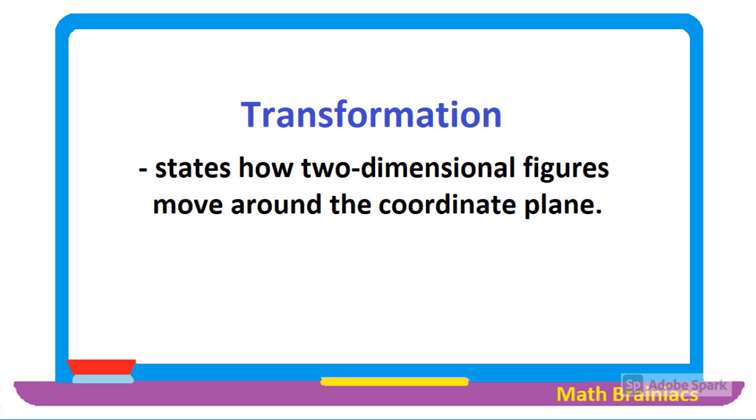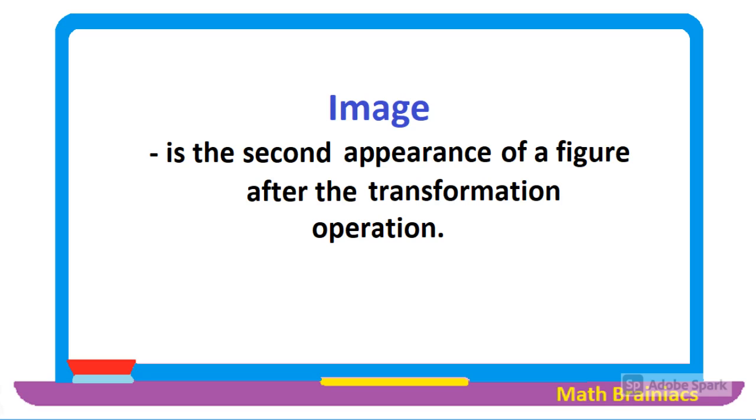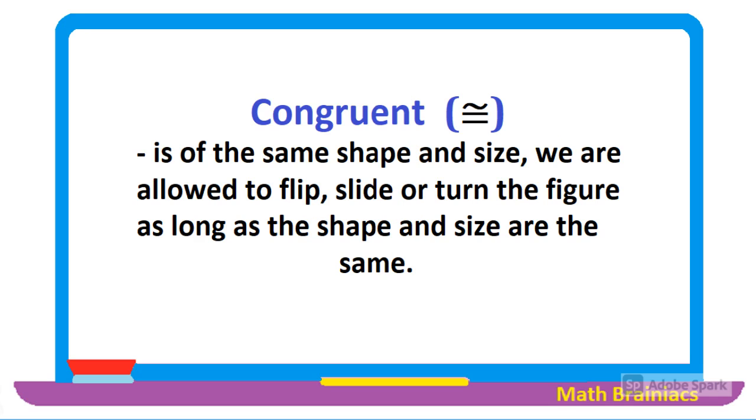Transformation states how two-dimensional figures move around the coordinate plane. A pre-image is the original or the first appearance of a figure in a transformation operation, while image refers to the second appearance of a figure after the transformation operation. And congruent means of the same shape and size. We are allowed to flip, slide, or turn the figure as long as the shape and size are the same.